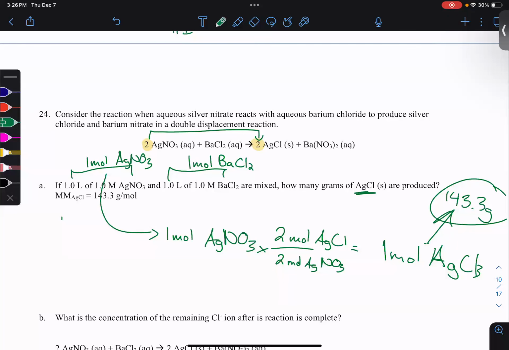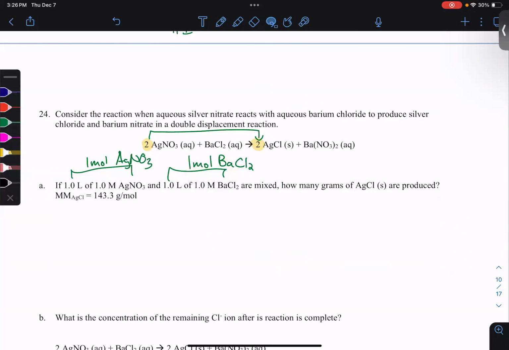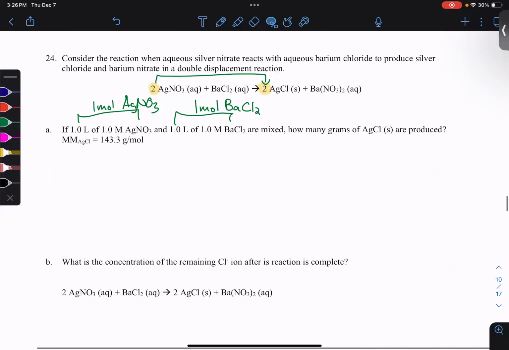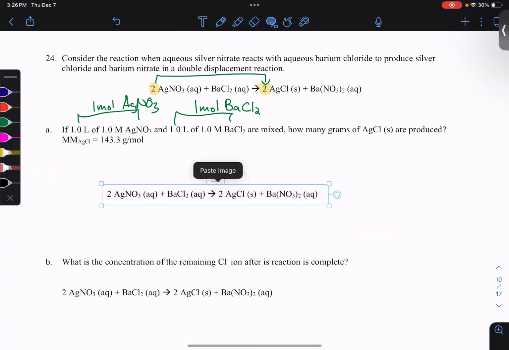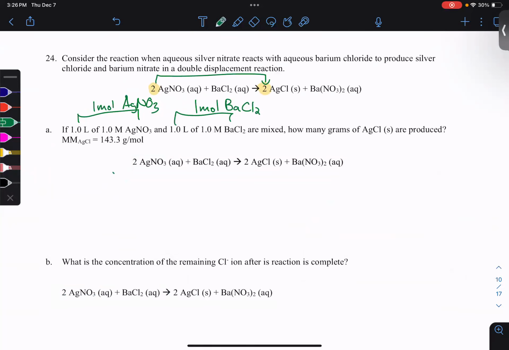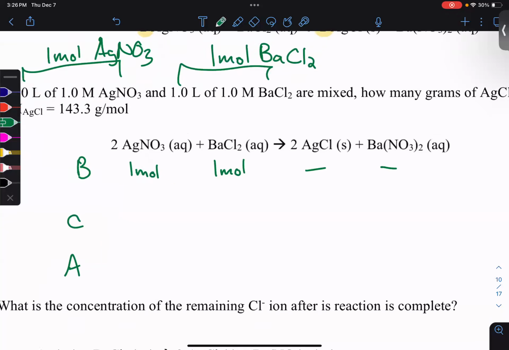Or, yes, we can do a BCA table. So let's do a BCA table for this one because it's easier. So I'm gonna, let me just copy this. Let's do the BCA table, all right? BCA stands for before, change, and after. So before this reaction, I have 1 mole of silver nitrate, 1 mole of barium chloride, nothing of that.